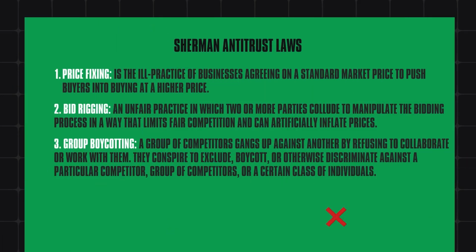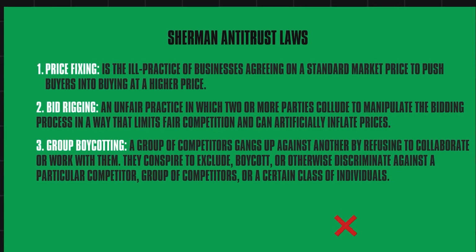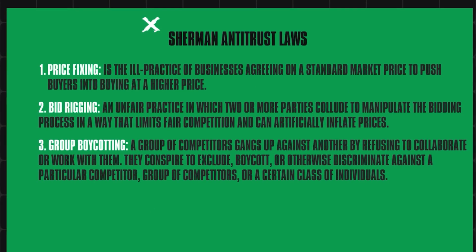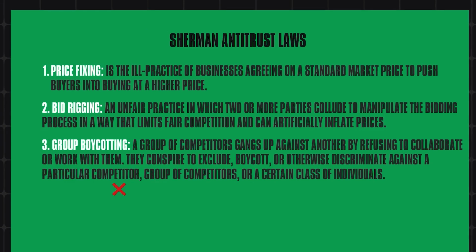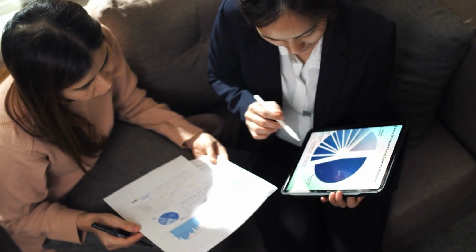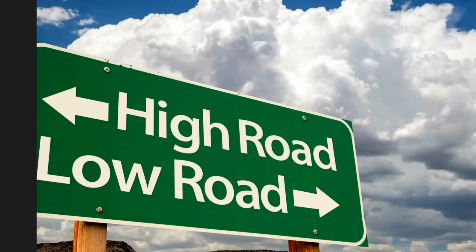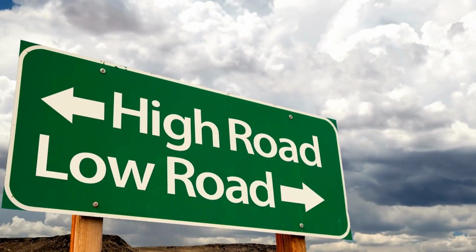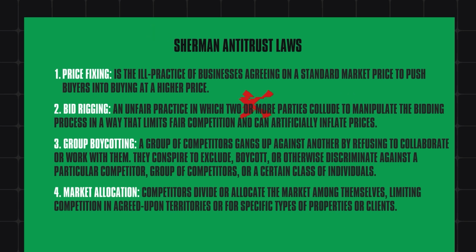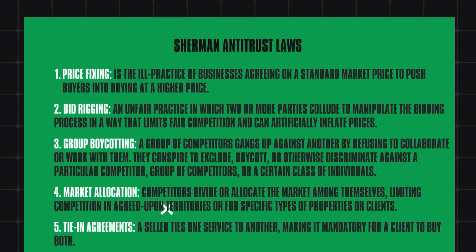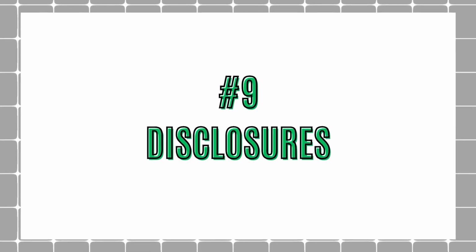Group boycotting. This is a bullying tactic in which a group of competitors gangs up against another by refusing to collaborate or work with them. They conspire to exclude, boycott, or otherwise discriminate against a particular competitor, group of competitors, or a certain class of individuals. Market allocation, which occurs when competitors divide or allocate the market among themselves, limiting competition in agreed-upon territories or for specific types of properties or clients. And tie-in agreements. Tie-in agreements happen when a seller ties one service to another, making it mandatory for a client to buy both.